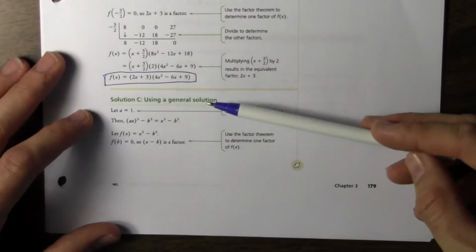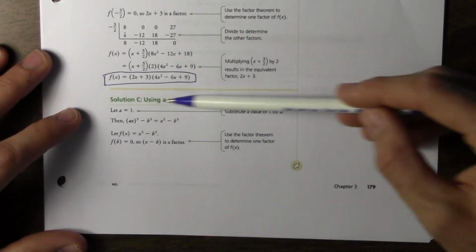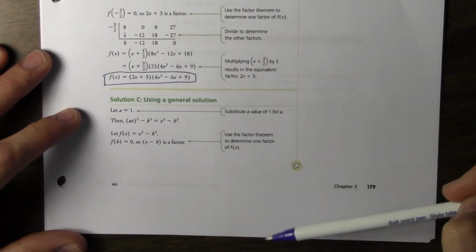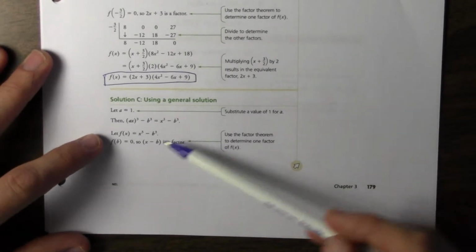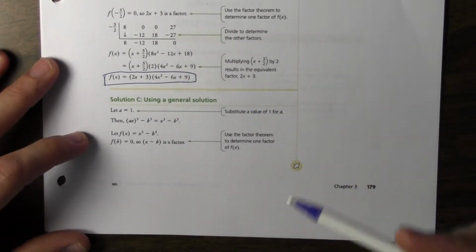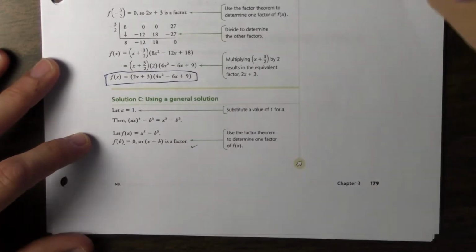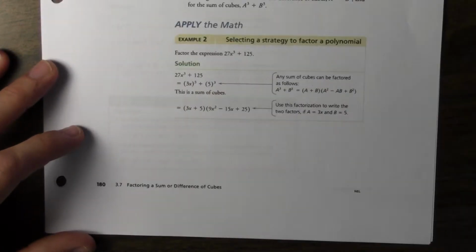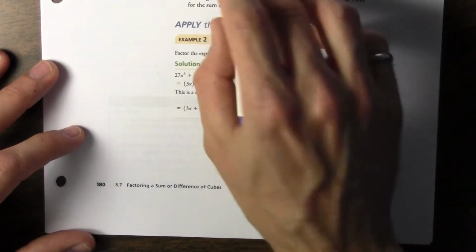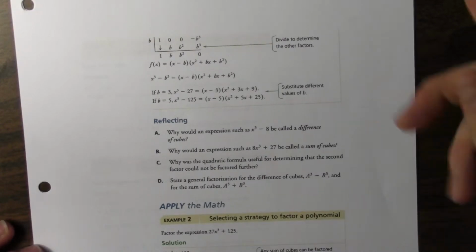Finally, we're going to get to the way to do it using a general solution. We let a equal 1, so we let f of x equal x cubed minus b cubed. f of b equals 0, so x minus b is a factor. We understand that from the previous lesson. We factor by synthetic division.